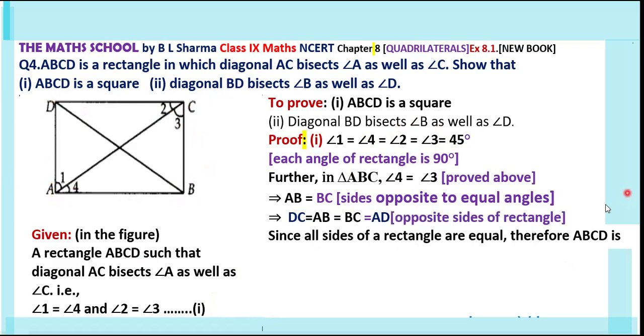Since all sides of a rectangle are equal, therefore ABCD is a square, and the first part is proved. If all sides of a rectangle are equal, then it is also a rhombus and a square. Rhombus, because all sides are equal. Square, because all sides are equal and each angle is 90 degrees. That is why it is a square. A square is a parallelogram in which all sides are equal and all angles are equal, meaning it should be a rhombus plus a rectangle.